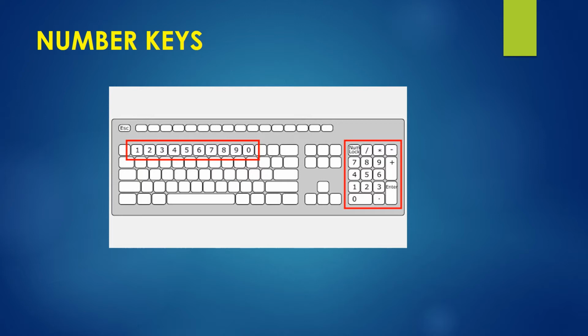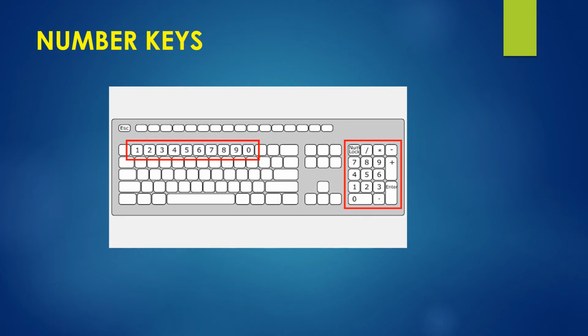And how many keys are there in the number keys? There are 0 to 9, that is 10 keys. But in the keyboard we use single digits. We cannot write 10 from one key. We have to use two keys as a combination. So there are 0 to 9 keys on the number keys.